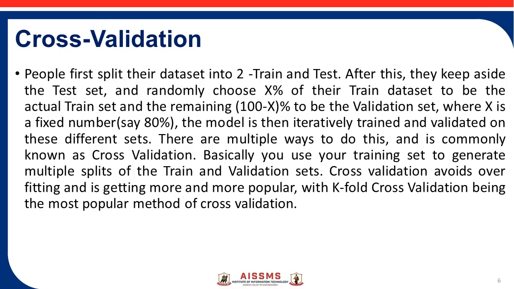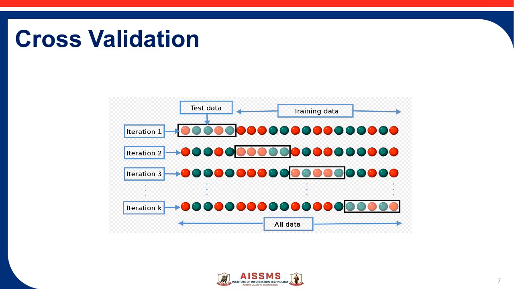So the whole dataset is used as train data, as test data and as validation data. If we are using the train dataset to generate multiple splits of train and validation sets, cross validation avoids overfitting, and it is getting more and more popular, with k-fold cross validation being the most popular method of cross validation. We will see this cross validation technique in detail with the help of this diagram.